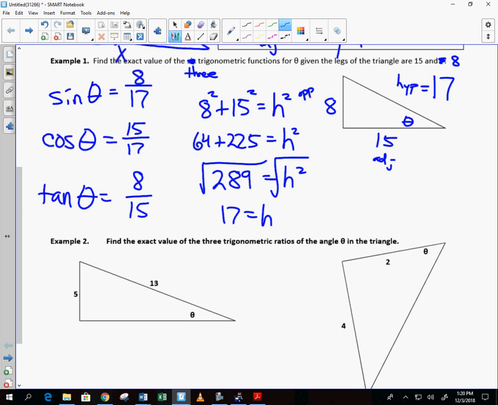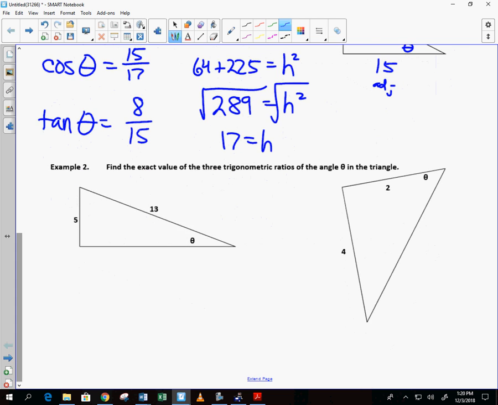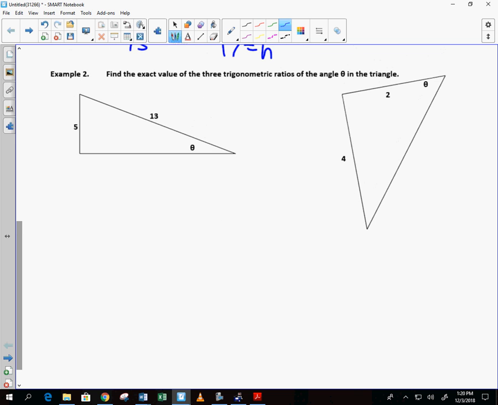Okay? We all good? What I would like you to do right now is do this example right here. The first one, not the second one. See if you can come up with sine of theta, cosine of theta, and tangent of theta. Please try to do those three. Okay? Take a couple minutes, see what you can come up with. Go.